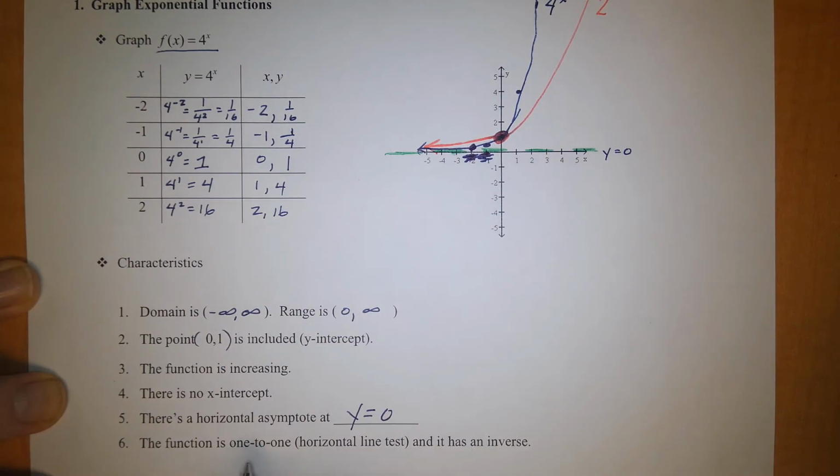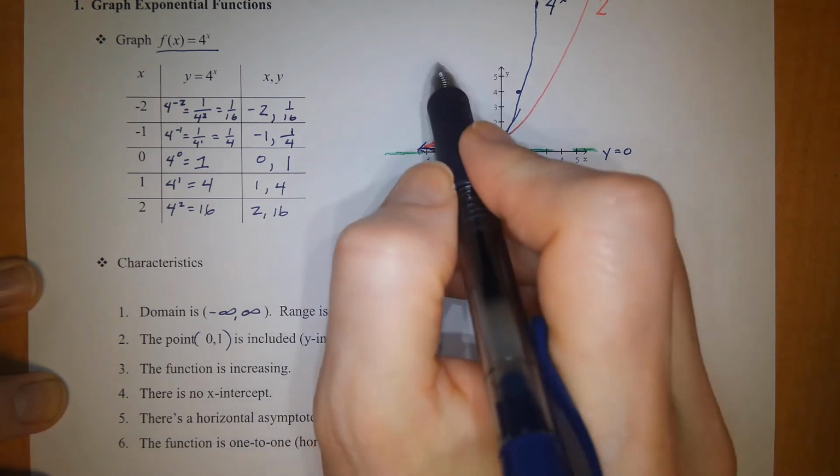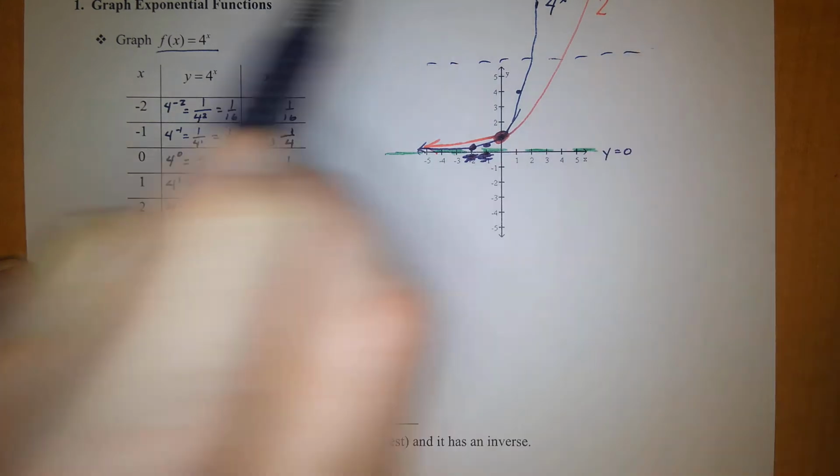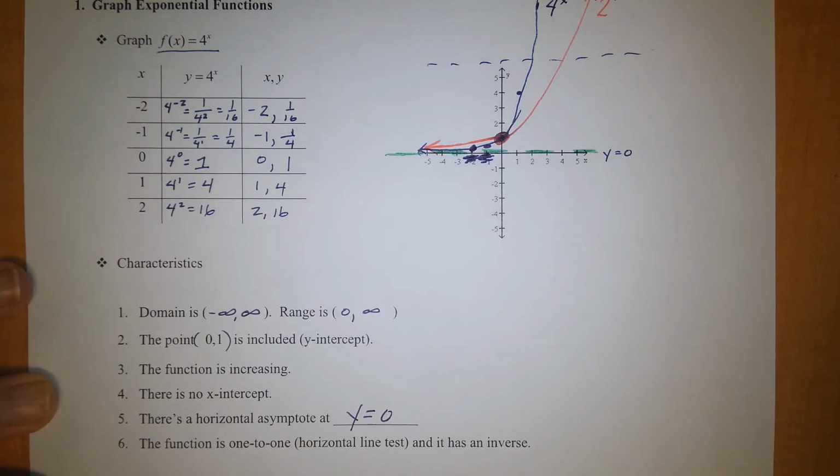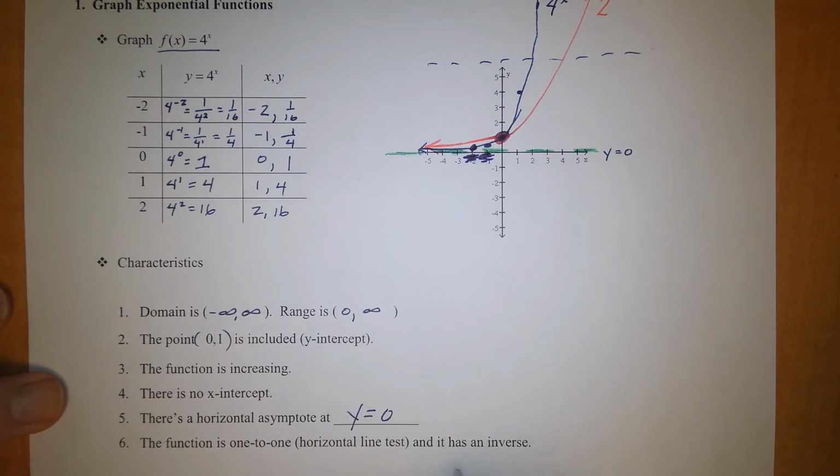And then the function is one-to-one because it does indeed pass the horizontal line test, which means it has an inverse. Okay? Only one-to-one functions have inverses.